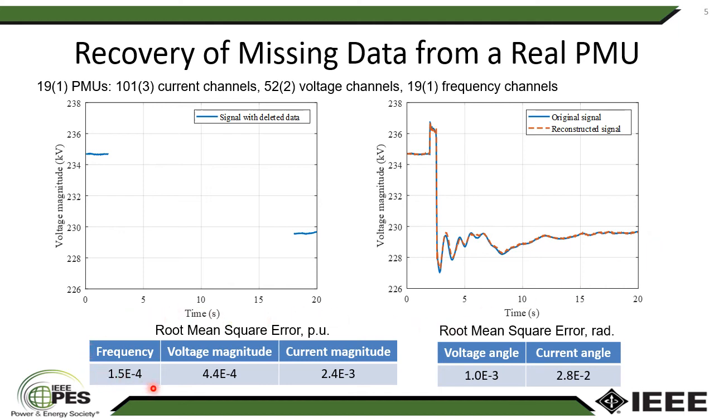At the bottom, you can see the root mean square error of the recovery. Frequency has the lowest error because frequency is the global trend. Voltage magnitude has a little bit larger error because there is still a trend, but it is more on the original level in the power system. And current magnitude has even larger error because for the current magnitude, the similar trend can be observed only on this one substation or a group of nearby substations.